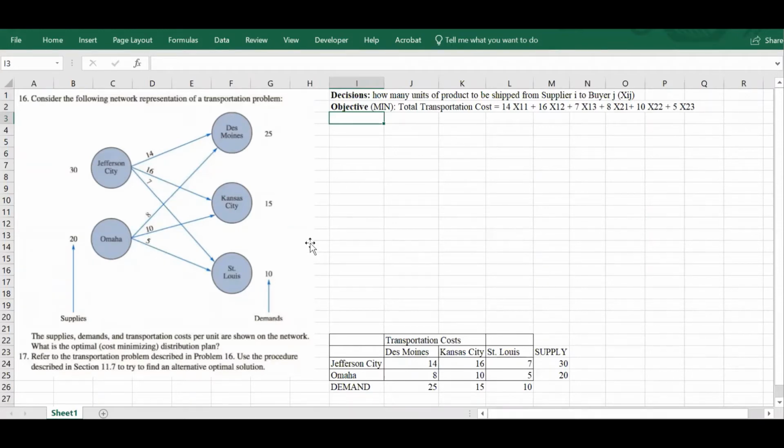This is a minimization problem, and as you can see here, the total supply available will be 50, the supply of these two cities, 30 plus 20. And then at the other side, if you add up the demands, you will get 50 units. So 50 units are available to supply, and 50 units are asked for by the buyers. So we have a match of supply and demand.